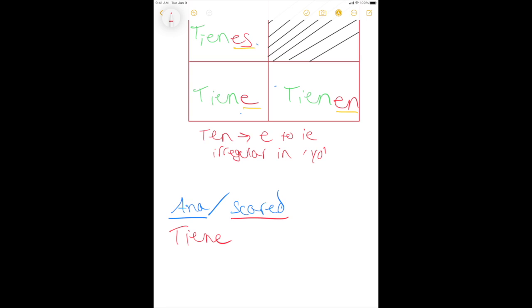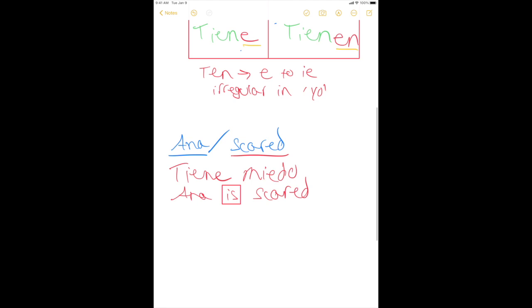And then I just find my vocab word for to be scared, and tiene becomes miedo. All right? That translates to Anna is scared. If you remember in the last video, we said that this doesn't always translate to have. Sometimes it translates to be. So we have to keep an eye on that. All right, I'm going to give you just one more example just so that we're all good here.